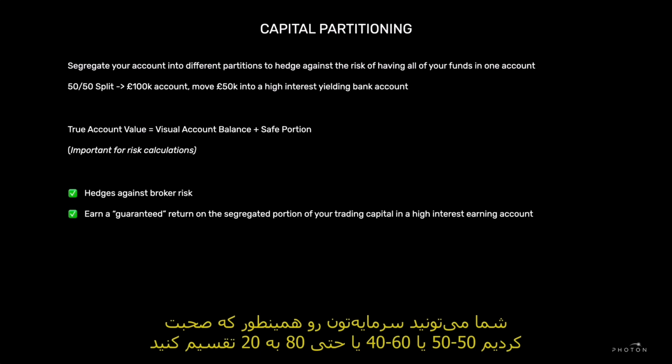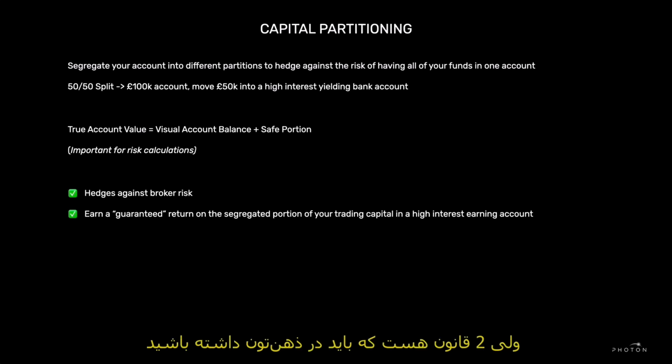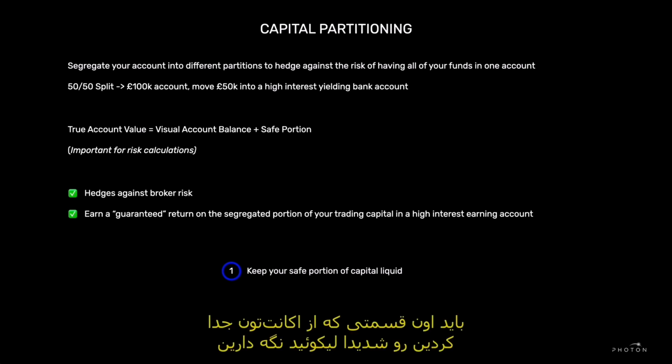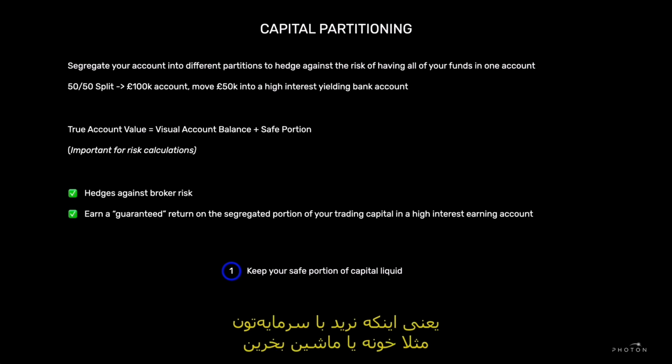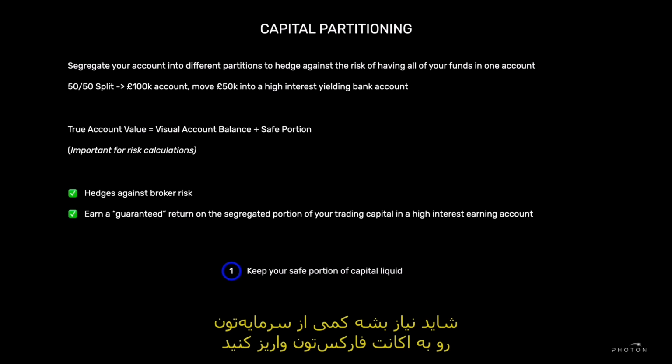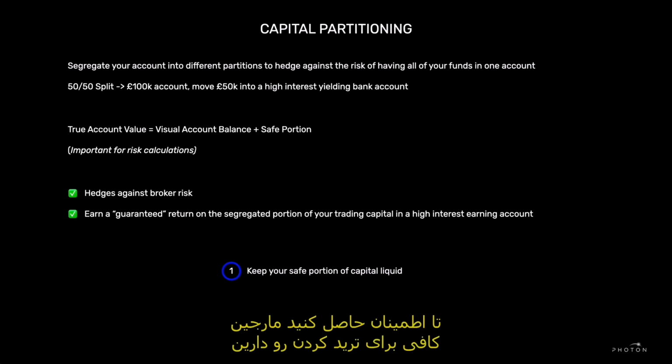So you can partition your capital with, say, a 50-50 split like we've just spoken about, a 60-40, or even an 80-20. But there are two rules that you really need to keep in mind. The first one being that you need to keep your safe portion of capital extremely liquid. So the portion of the capital that you remove from your trading account, you need to keep it liquid, and this means that you should not go out and buy an investment property or a car with it, for example, because if you hit a long run of drawdowns, then you may need to tip more money into your FX account to ensure that you have enough margin to keep trading.